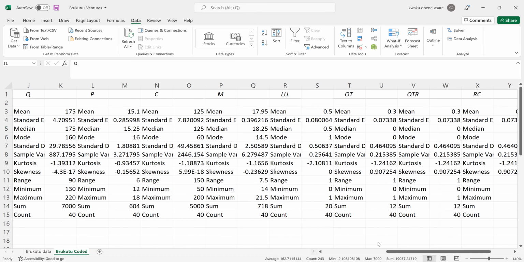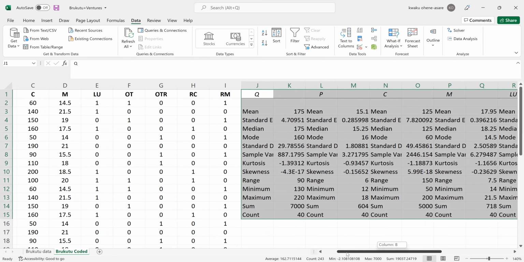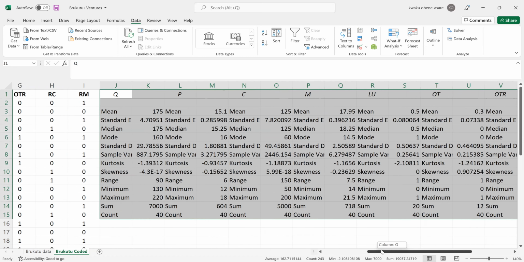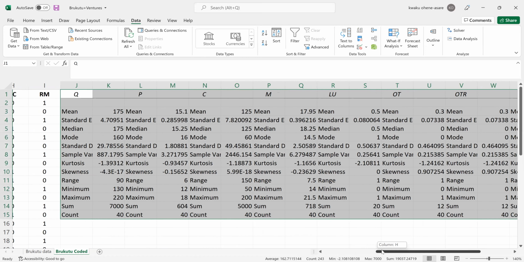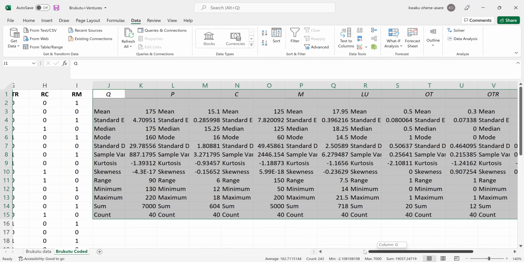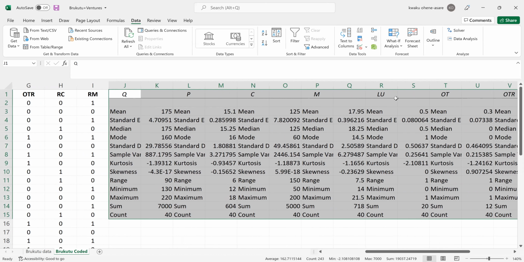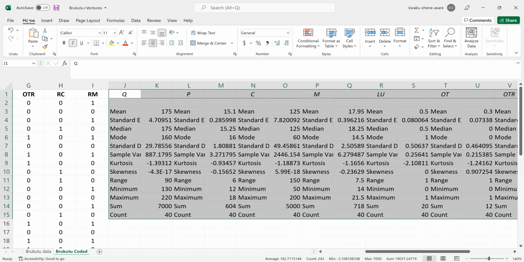So that is it. You can see mine is showing here. And yours is also showing. The whole thing has been highlighted gray. So you can see that for each variable, you have the mean. But this looks quite cluttered. So whilst it is still highlighted, go to the Home tab. Click on the Home tab.